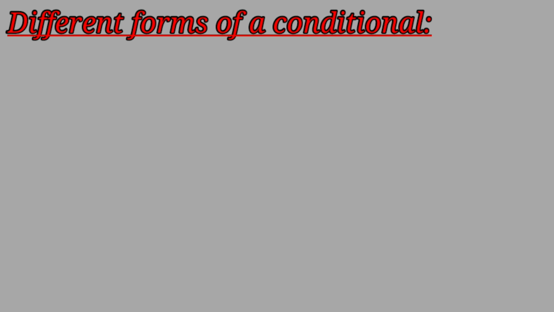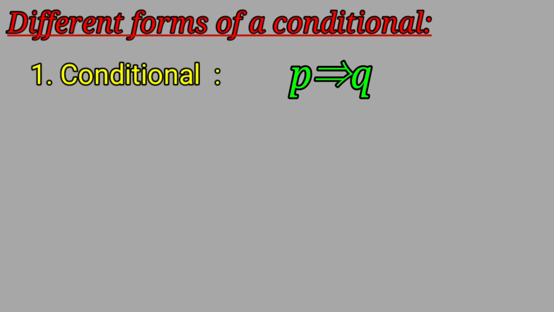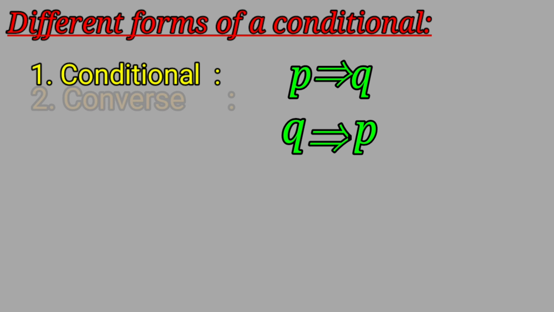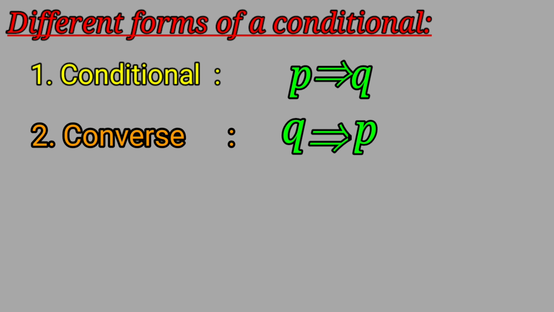Students, now let us discuss the different forms of a conditional. For this, let us take one conditional, that is P implies Q. We know that in the conditional statement P implies Q, the statement P is called hypothesis and the statement Q is called conclusion. Now, if you interchange the hypothesis and conclusion, you will get the new form, which is Q implies P. This new statement Q implies P is called converse of the given conditional statement.